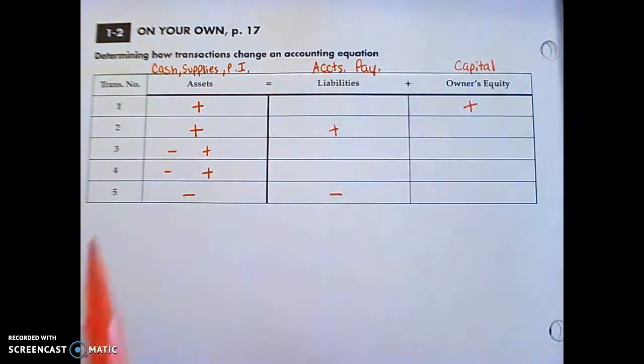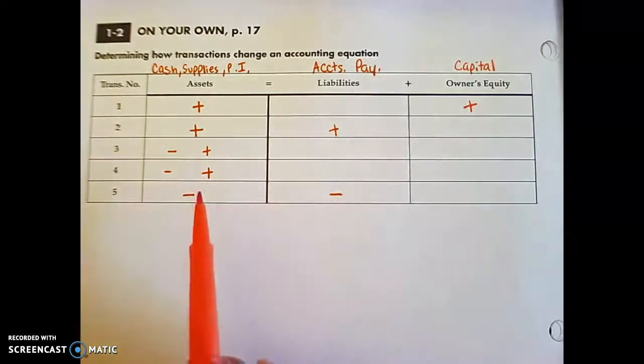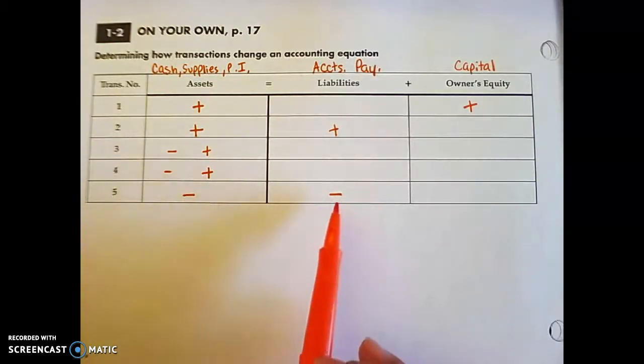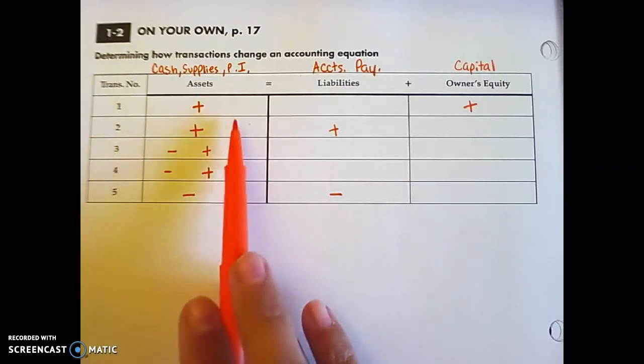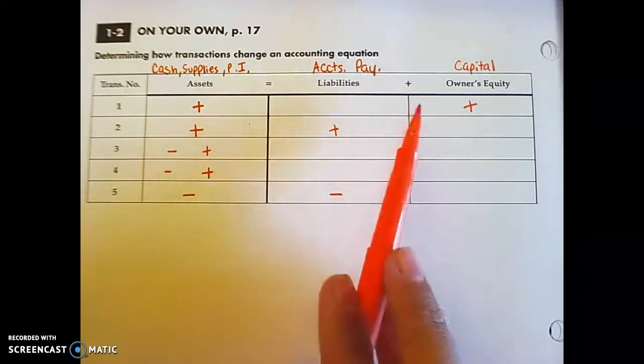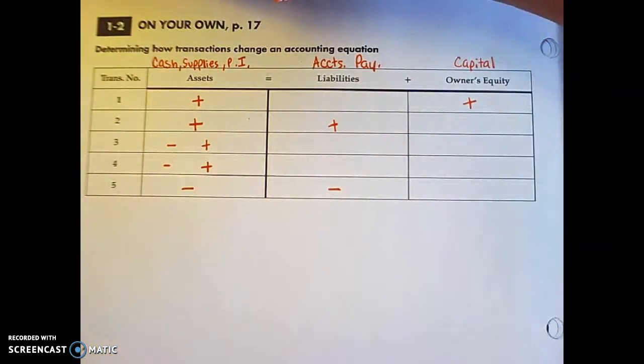Make sure whatever you do to one side of this accounting equation, you do to the other. If you subtract on one side, you have to subtract on the other. You can see these two on top. We added on the left side for assets. We have to add on the right side to always keep our equation in balance.